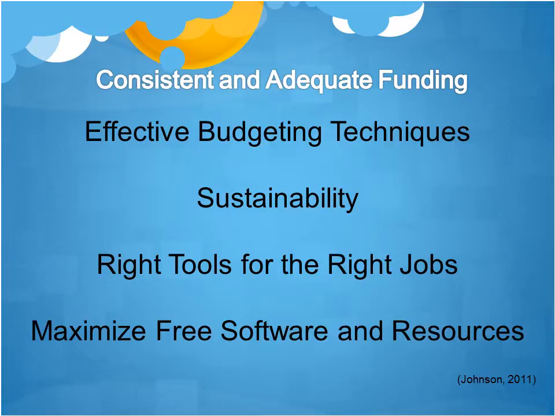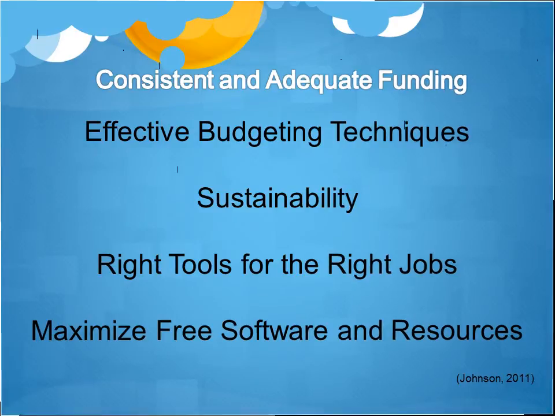In an effort to address some of the funding needs, we've listed here four different areas in which educators or educational institutions can focus on making improvements to funding and technology, to include effective budgeting, sustainability, finding the right tools for the right jobs, and maximizing free software and resources.